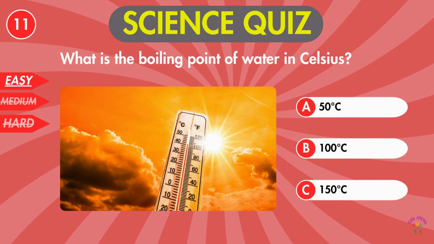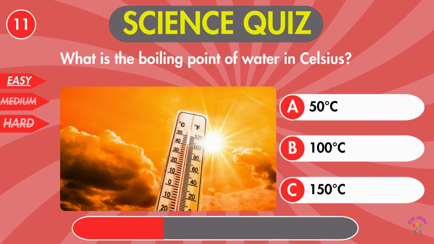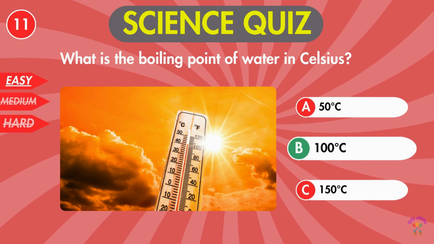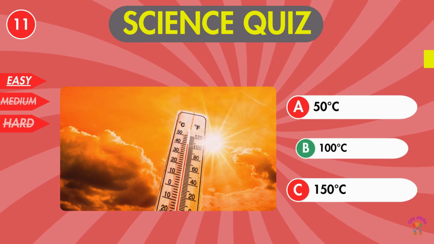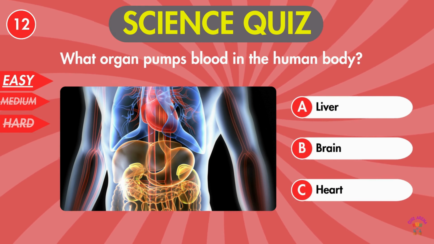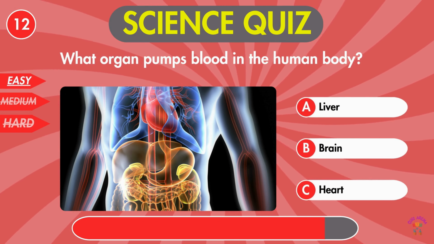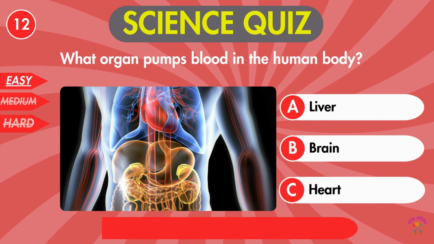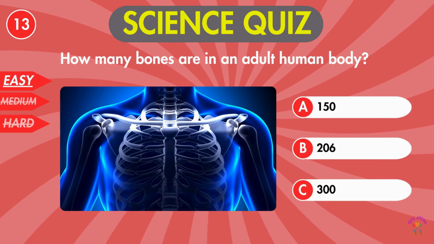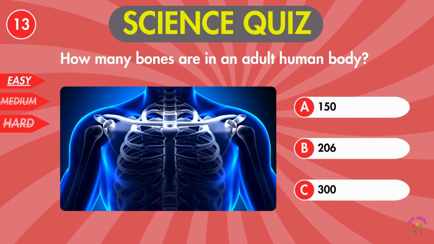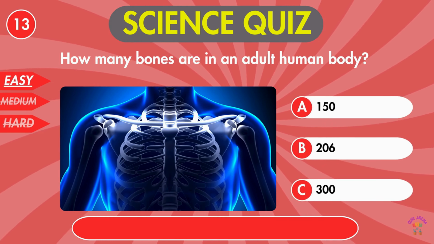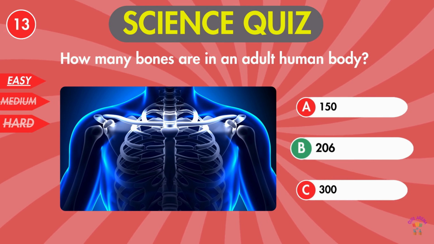What is the boiling point of water in Celsius? 100 degrees Celsius. What organ pumps blood in the human body? Heart. How many bones are in an adult human body? 206.